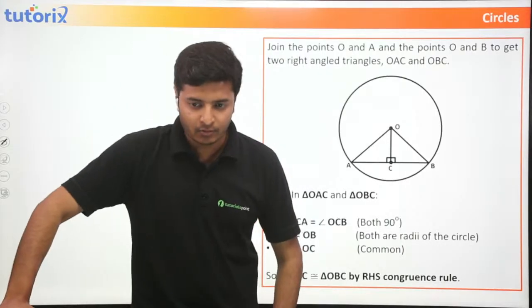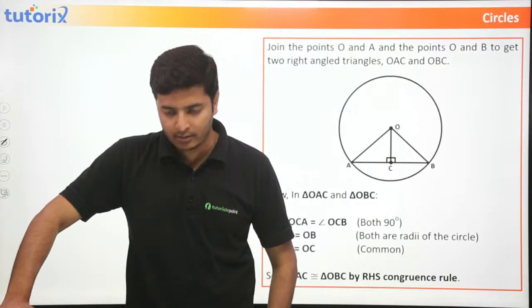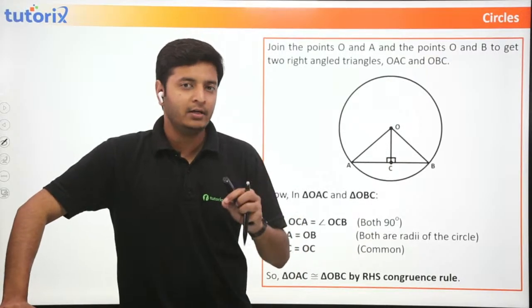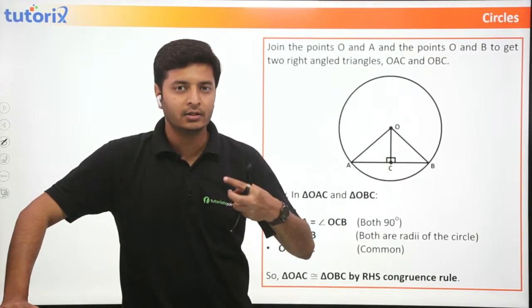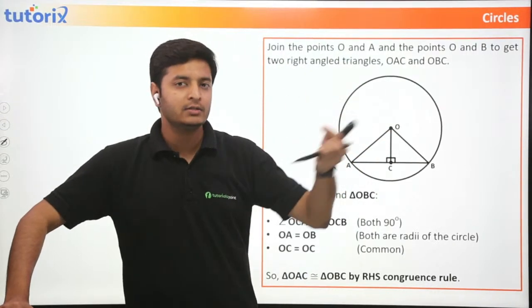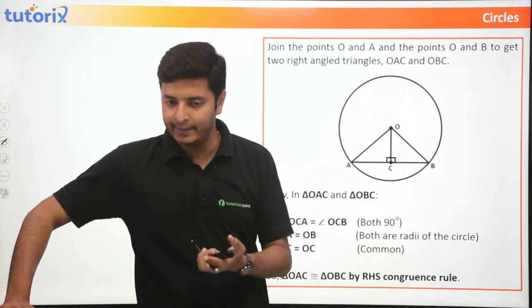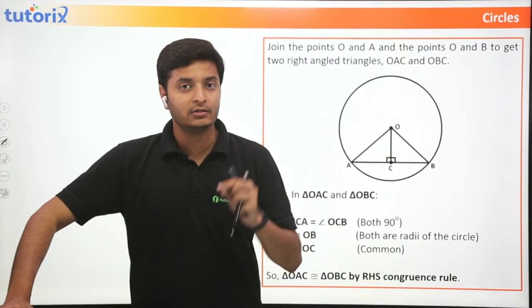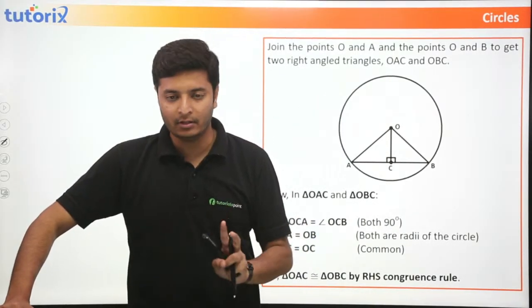AO is equal to BO because they are radii, yes. A line segment joining the center of the circle with any point on the circumference, or the boundary of the circle, is known as a radius. Inside a circle, the value of the radius will remain the same anywhere.